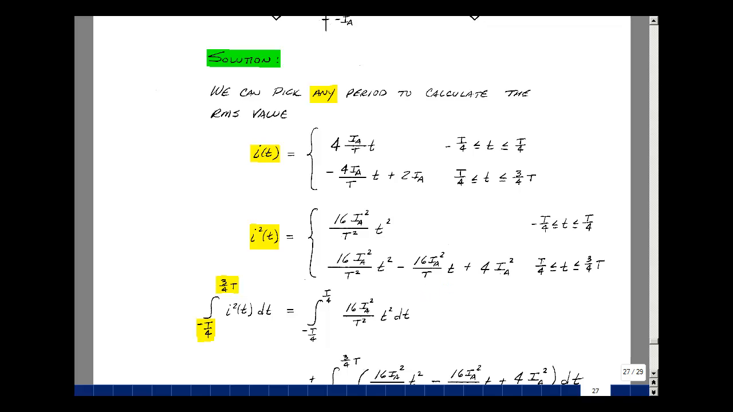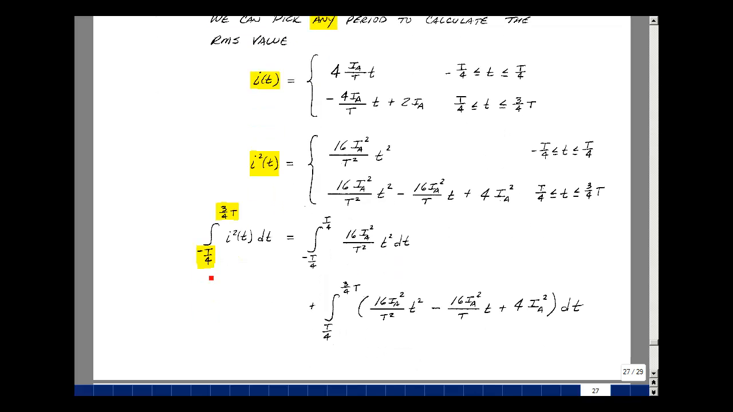So now we're going to take the integral over where this equation is true, and then where this equation is true. We're going to add those together. Okay, so the integral from minus T over 4 to 3/4 T, of a function squared, is this term right over here. And then our second term right over here would be going from T over 4 to 3/4 T, and has this expression right over here.